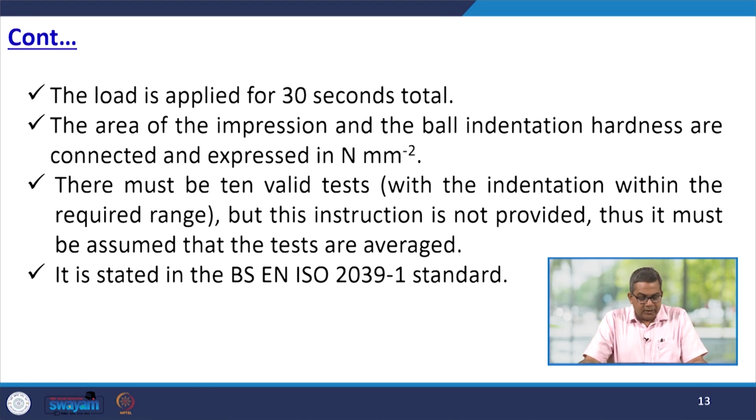0.35 millimeter, and usually the load is applied for 30 seconds in toto, and the area of impression and the ball indentation hardness are calculated and expressed in Newton per meter square. There must be 10 valid tests with the indentation within the required range, but this instruction is not provided. Thus, it must be assumed that the tests are average.